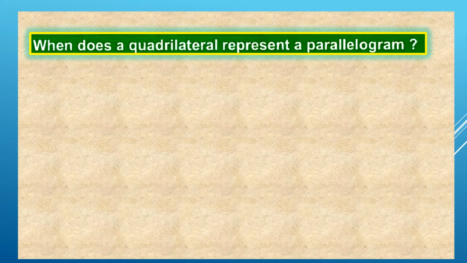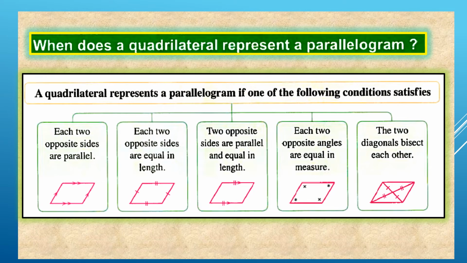When does the quadrilateral represent a parallelogram? A quadrilateral represents a parallelogram if one of the following conditions is satisfied. Each two opposite sides are parallel, each two opposite sides are equal in length, two opposite sides are parallel and equal in length, each two opposite angles are equal in measure, the two diagonals bisect each other. Okay?